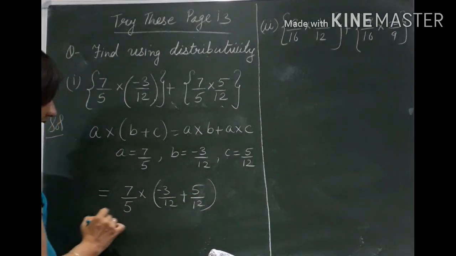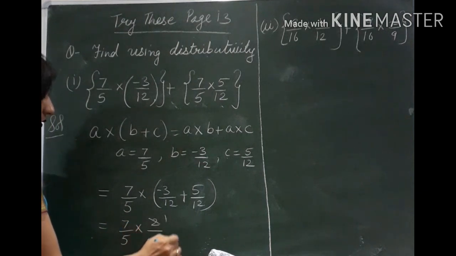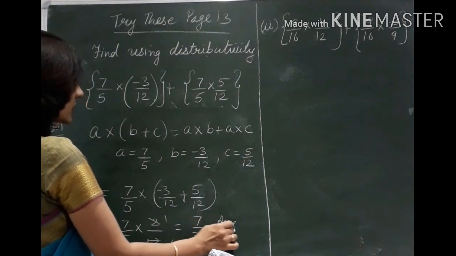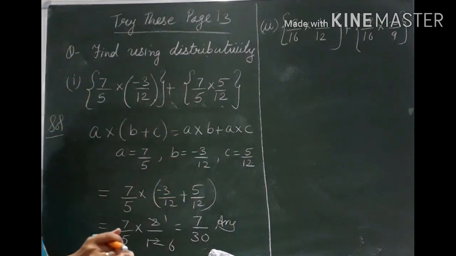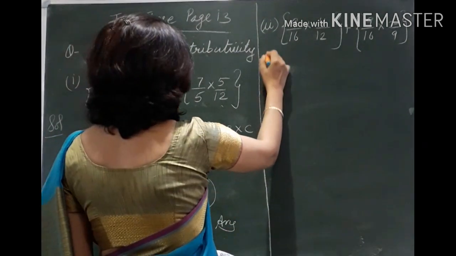Now solve this bracket, it will come 7 by 5 into 2 by 12, cancel, 2 ones are 2, 6 twos are 12, so that is equal to 7 upon 30. So this way I can solve this question by using the property and making my calculation easy. Similarly, we can do the second part.